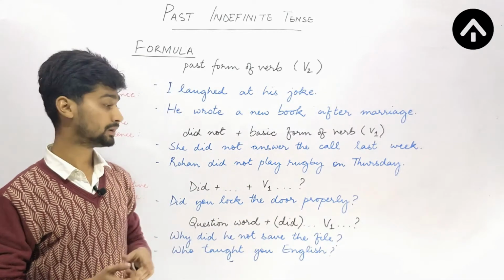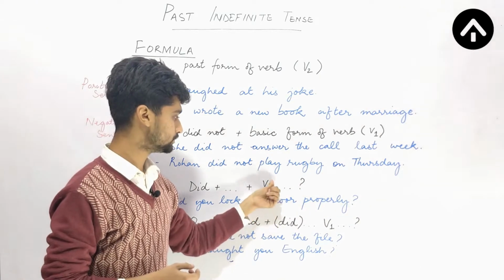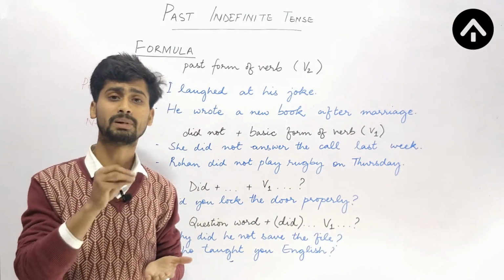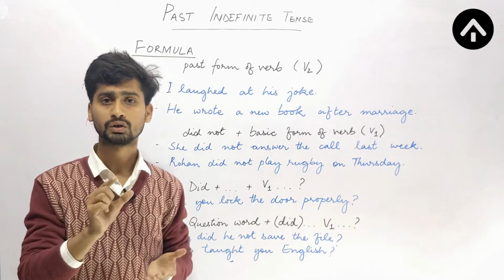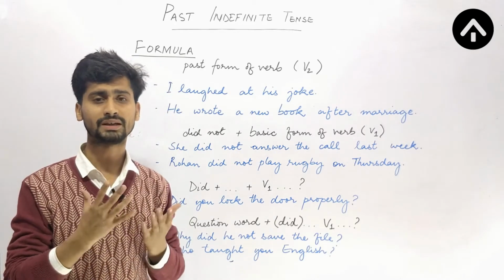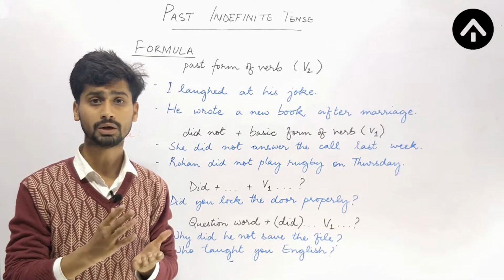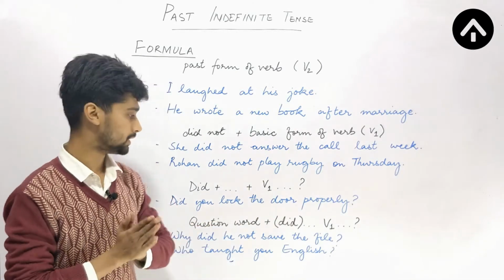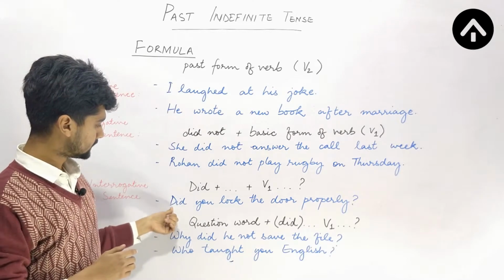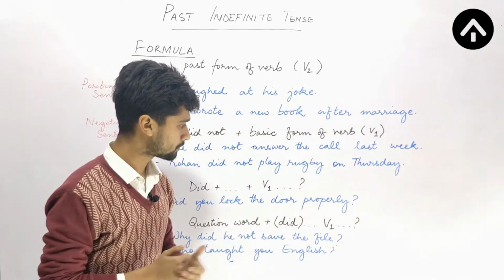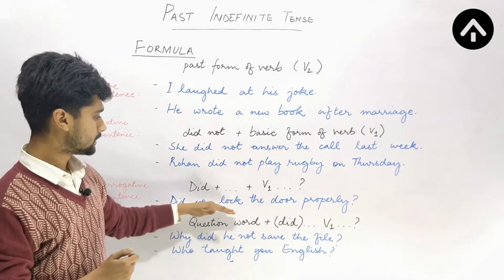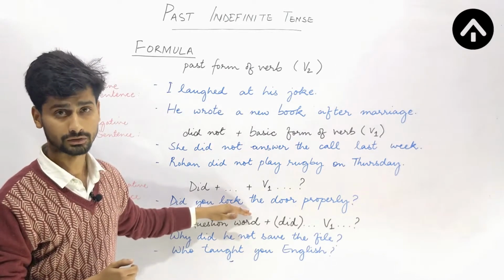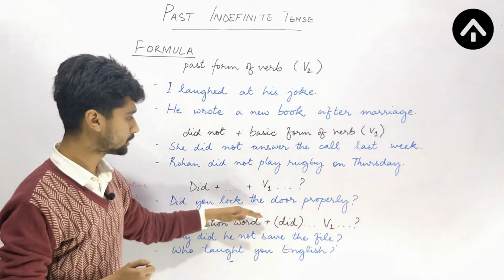And again, don't forget that we will be using the first form of the verb, because here we have did. So what is did? Did is actually the past form of the word do. So we have already used the second form of the verb do. So there is no need to use the second form of the main verb. Okay. So the sentence is, did you lock the door properly? So here I am using the verb lock, not locked. Okay. So did you lock the door properly?